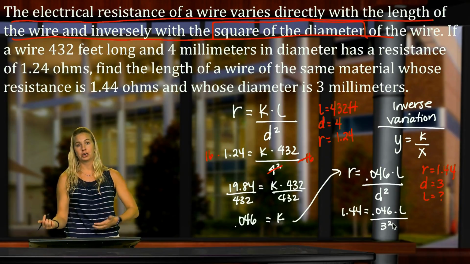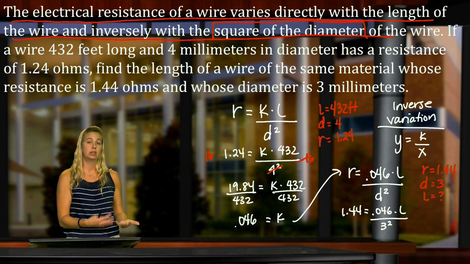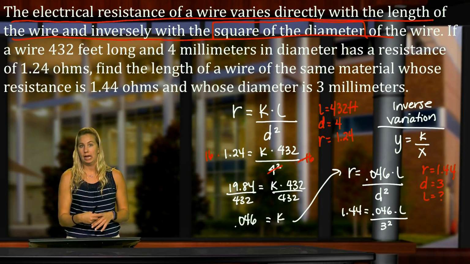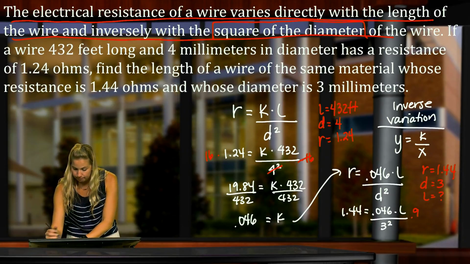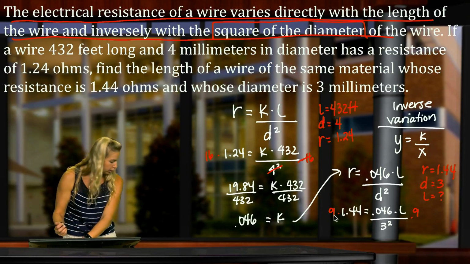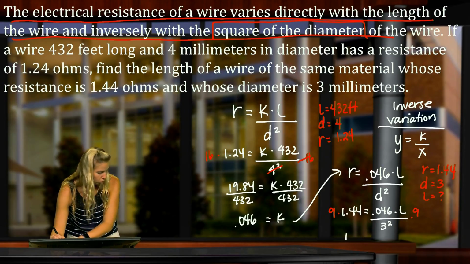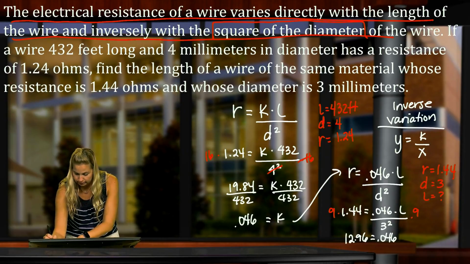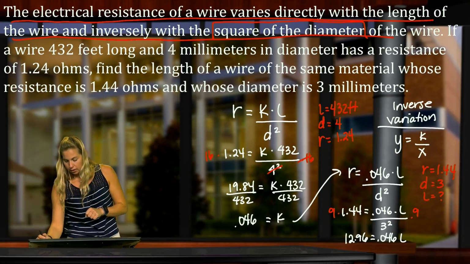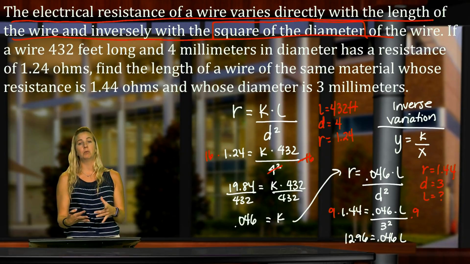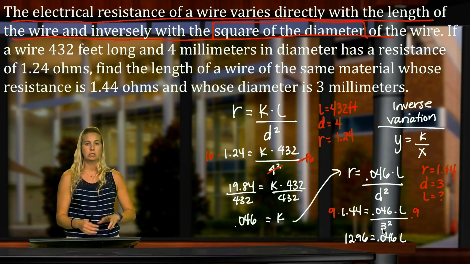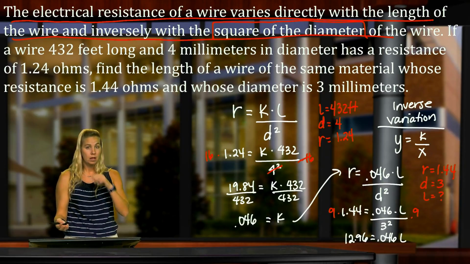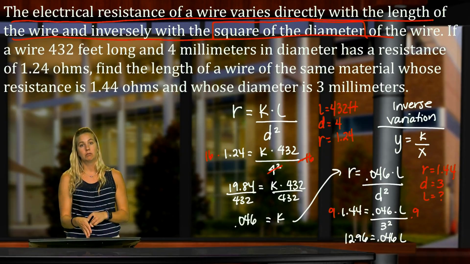Now to solve for L, you're going to go through the exact same steps that we used to solve for K, because they're both in the numerator. We'll start by multiplying both sides by 9 to clear the denominator, which gives me 12.96 equals 0.046 L. Now, hopefully you're not actually going to use the 0.046. You're going to use the exact value, which was that long decimal. That might require you going back and recalculating this.